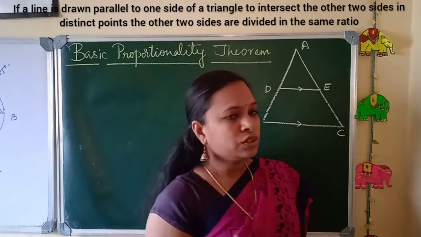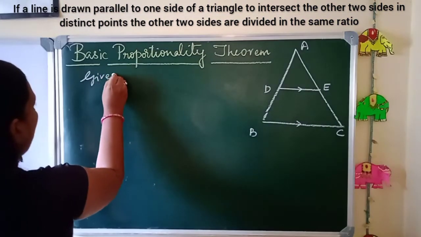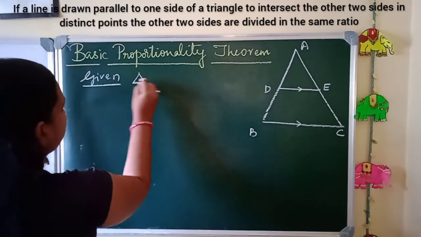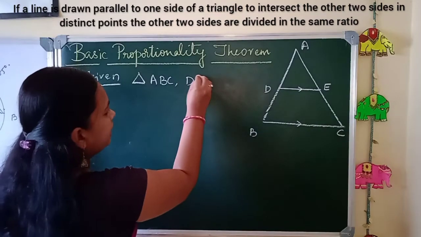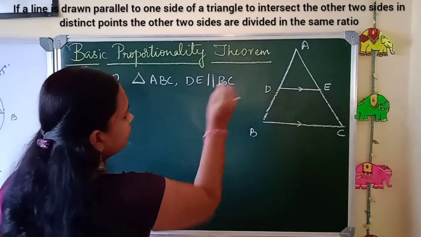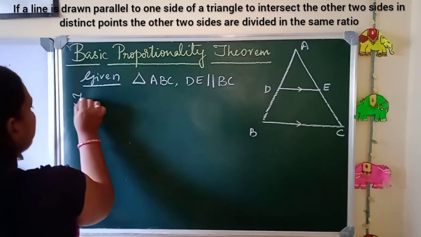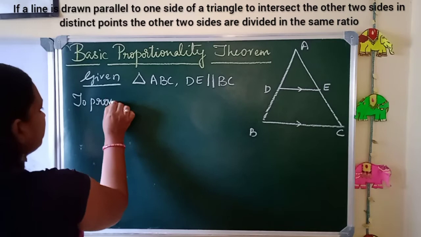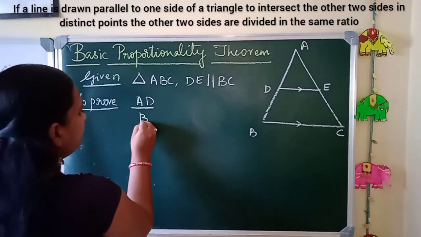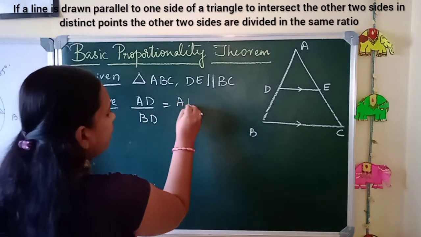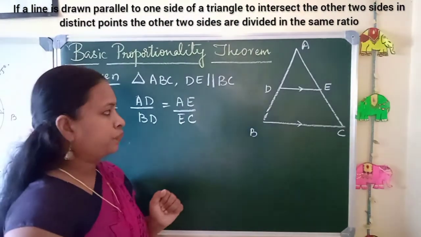Now first we will write what is given. Here given is, you have a triangle ABC, and in that triangle ABC, DE is parallel to BC. So this is given in the statement. Next, to prove, you have to prove AD by BD is equal to AE by EC. This is what you need to prove.